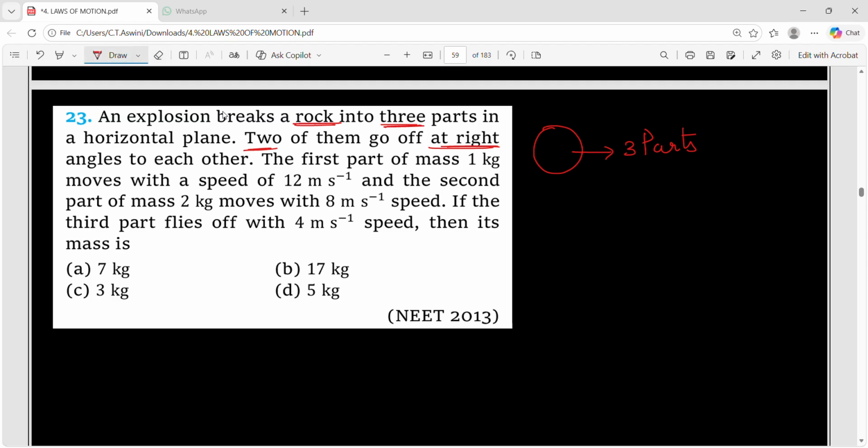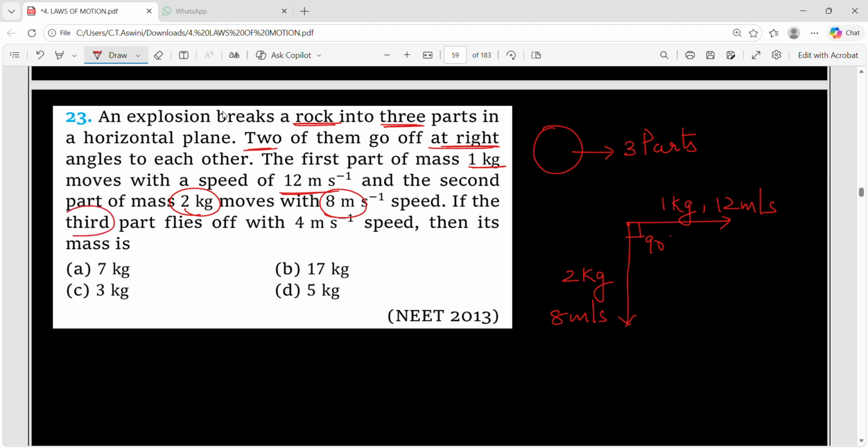So let's do one thing. Angle is how much? 90 degrees. The first part has mass 1 kg. So let this be the first part, mass 1 kg. What is its velocity? It is moving with 12 meter per second. And the second part of mass 2 kg is moving with 8 meter per second. So the second part's mass is 2 kg and its speed is 8 meter per second.